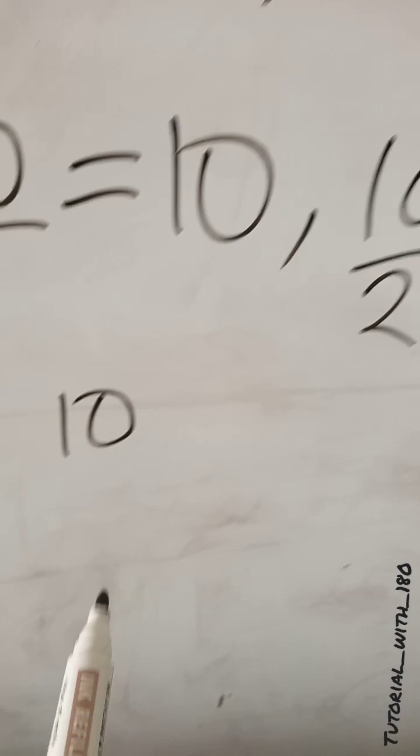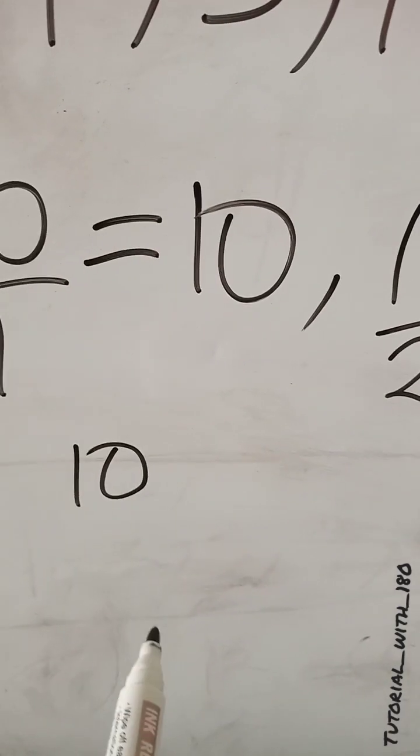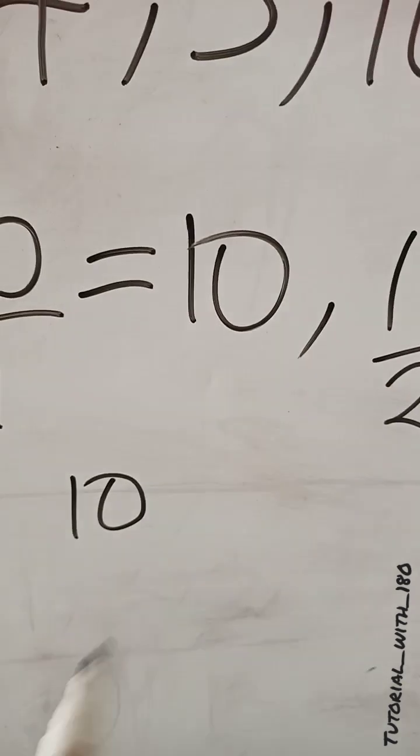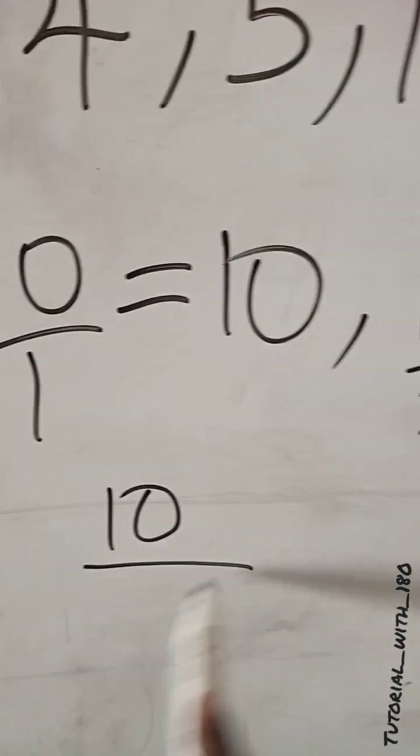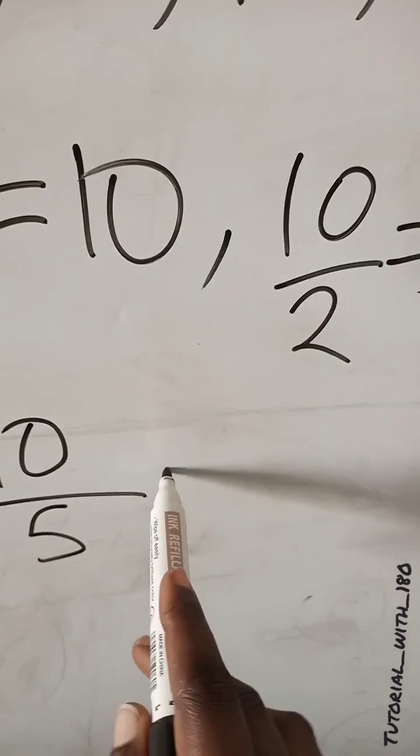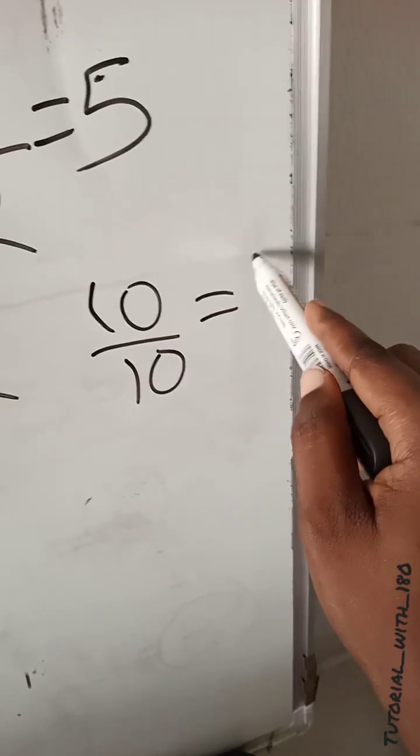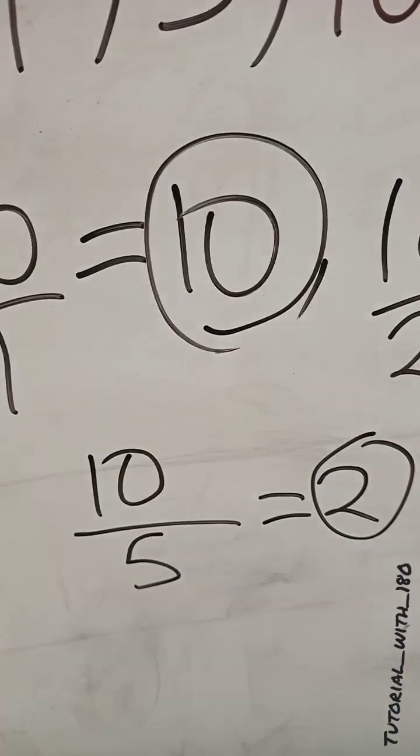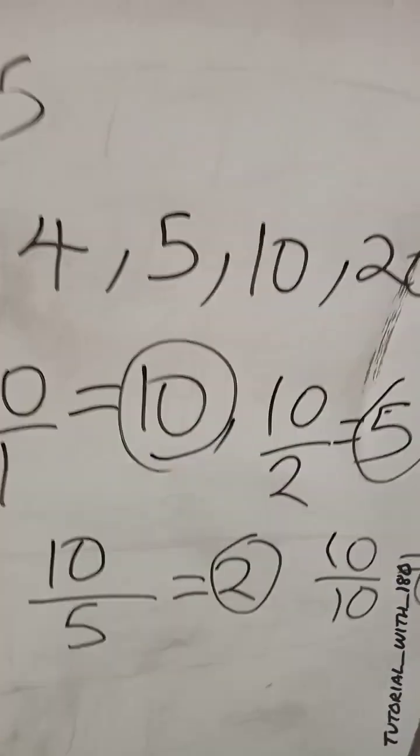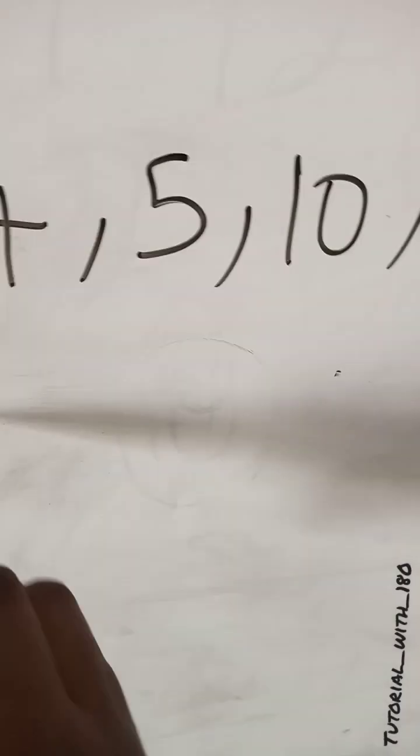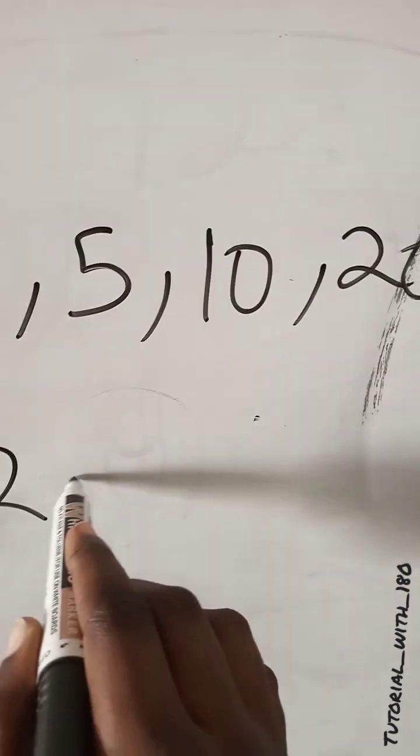If you divide it by 3, no, it won't go. By 4, 10 divided by 4 will still not go, because 4 times 2 is 8, and 4 times 3 is now 12. So we move to 5. 10 divided by 5 will give us 2. 10 divided by itself will give us 1. And those are the factors of 10, which are 10, 5, 2, 1. So we'll write them down, which is 1, 2, 5, 10.